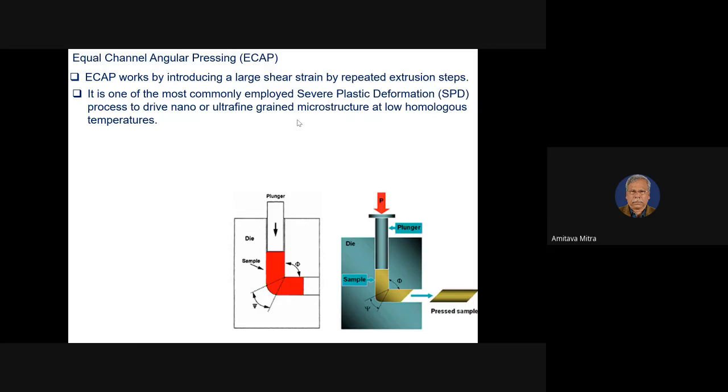ECAP works by introducing a large shear strain by repeated extrusion of the material. Extrusion is very common to a materials scientist, a materials engineer. Extrusion is basically to pass a material through a die whose diameter is less than the initial diameter of that material.